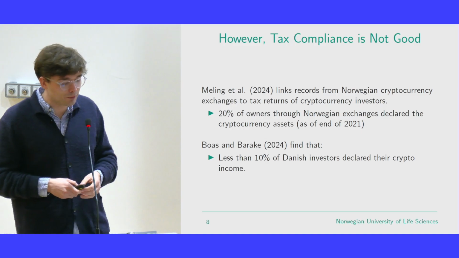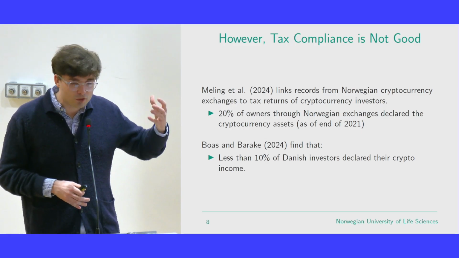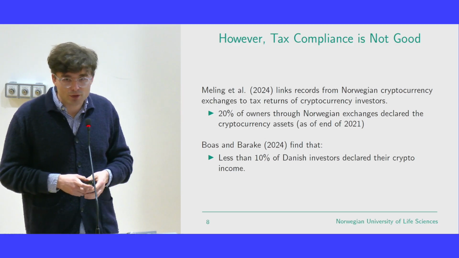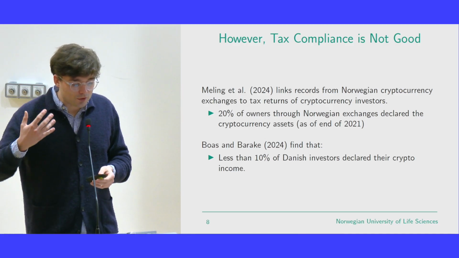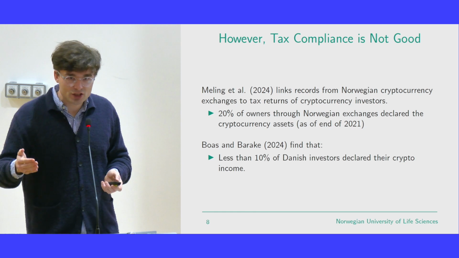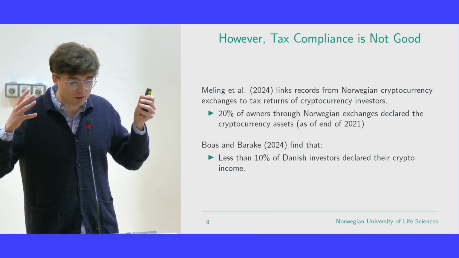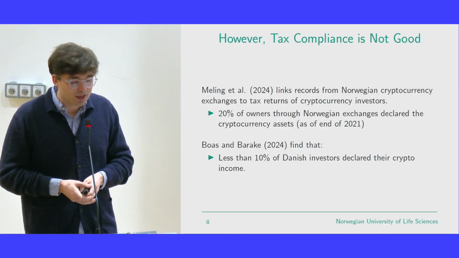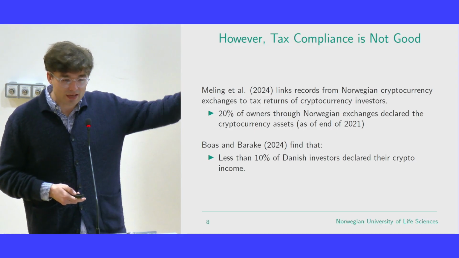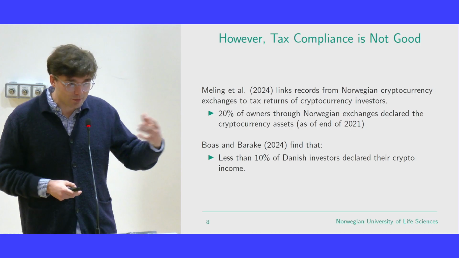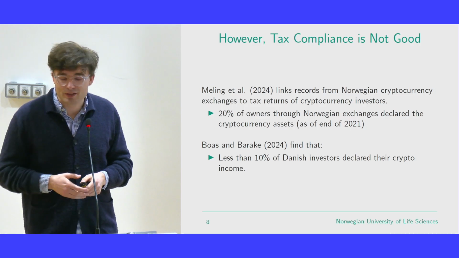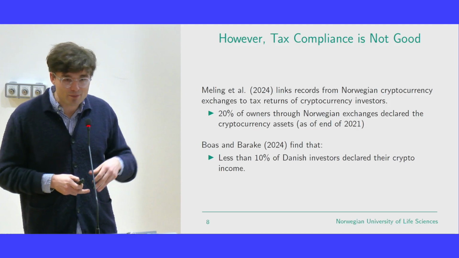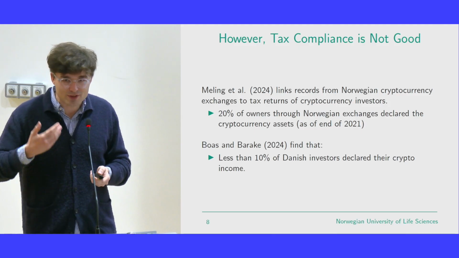So we have this paper from Norway looking at Norwegian cryptocurrency owners and found that around 20% of the owners of cryptocurrency through Norwegian exchanges, so buying cryptocurrency from companies in Norway, even those had only 20% were tax compliant. And when we go to Denmark, an even less compliant country it seems, we will see now from Mona afterwards that less than 10% of Danish investors declare their cryptocurrency income.